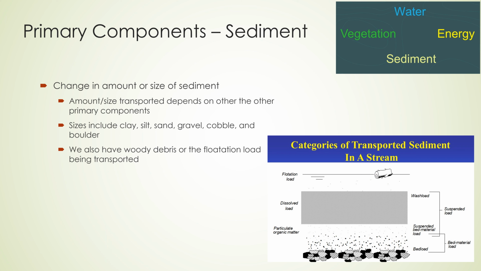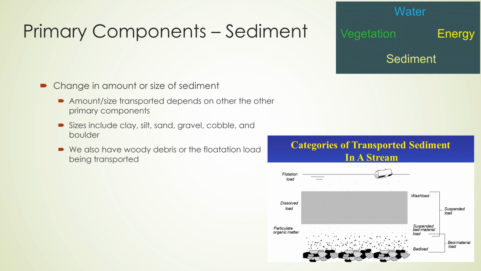Sediment is our third primary component. The amount and size of sediment transported in streams is dependent on the other primary components of water, energy, and vegetation. Sediments range in category by size, from fines of clay, silt, and sand to larger rock sediment of gravel, cobble, and boulder. Woody debris is also considered a part of the sediment loads in streams.